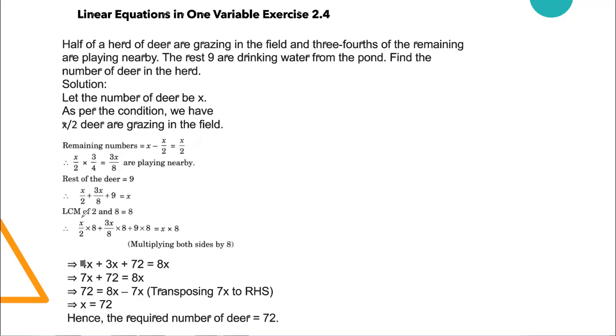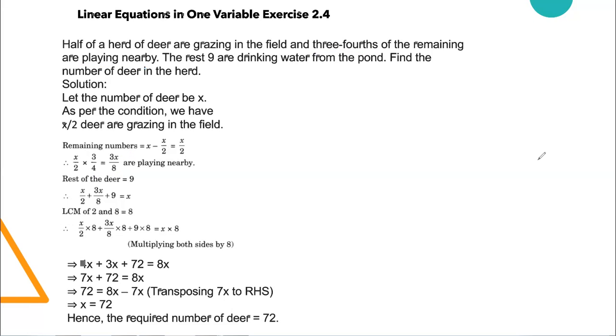Now, going forward, how can we do this? Let us find out the 3/4 of the deer which are playing nearby. So, how do we find that? Half multiplied by 3 by 4, right? So when we multiply, x into 3 gives us 3x and 2 into 4 gives us 8. So the deer which are playing nearby are 3x by 8.